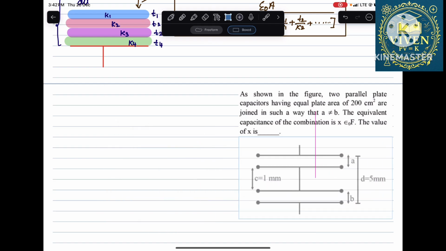So you can see this is the question they asked for us. As shown in the figure, two parallel plate capacitors having equal plate area of 200 centimeter square are joined in such a way that A not equal to B. The equivalent capacitance of the combination is now X epsilon naught farad. Now for that, what are they asking you to find? The value of X.